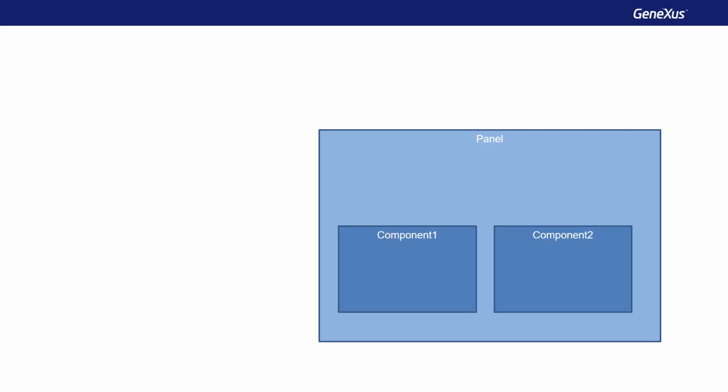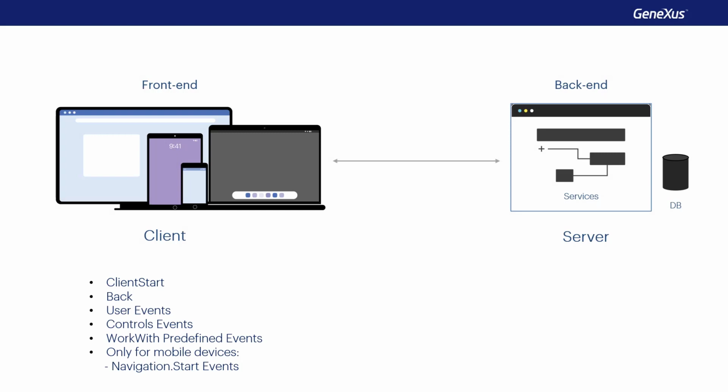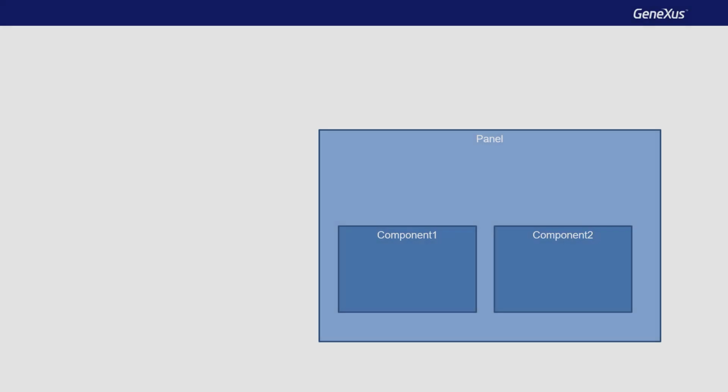Now let's see the firing order of the events when we have panels inside another panel when using components. The panel objects that we insert as components inside another panel have the same events that they had as a panel. That is, client-side events: client start, back, user events, and so on, and also server-side events: start, refresh, and load. In other words, we must consider the order in which the events of the components we have in the panel will be fired relative to the events of the host panel.